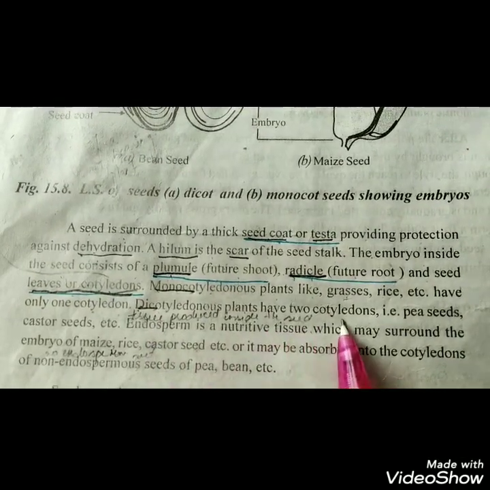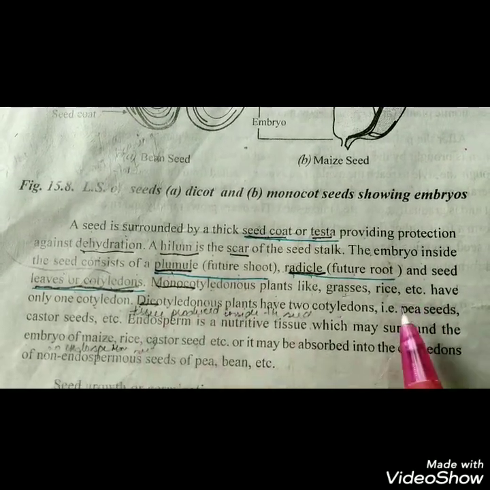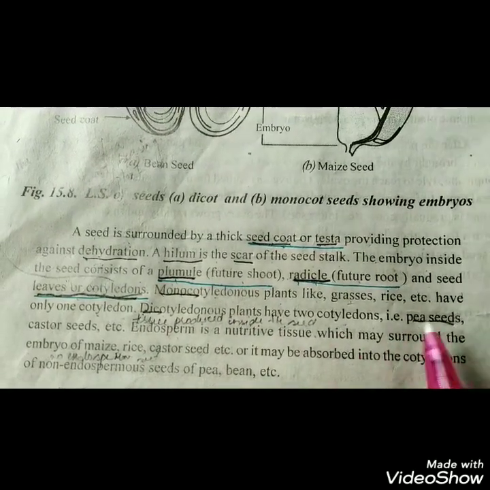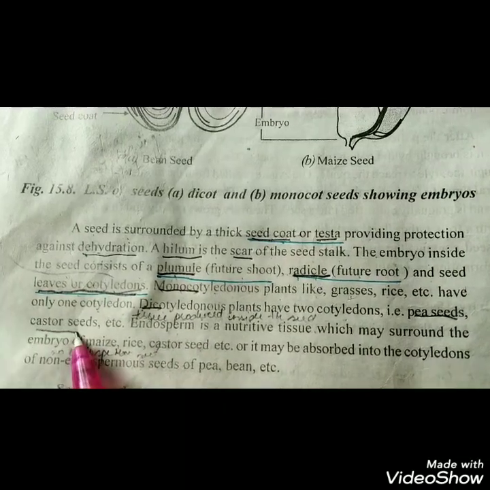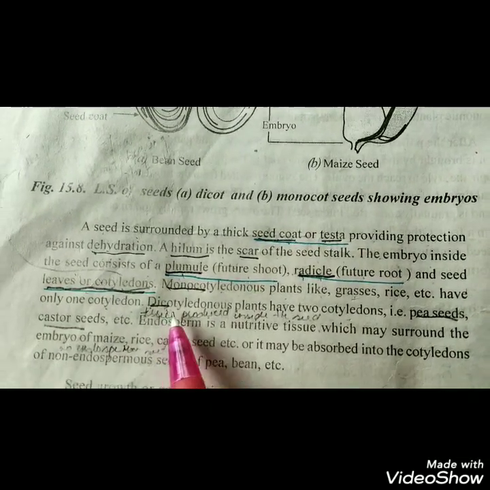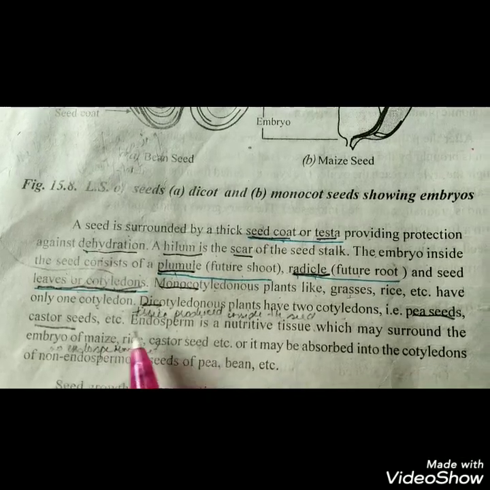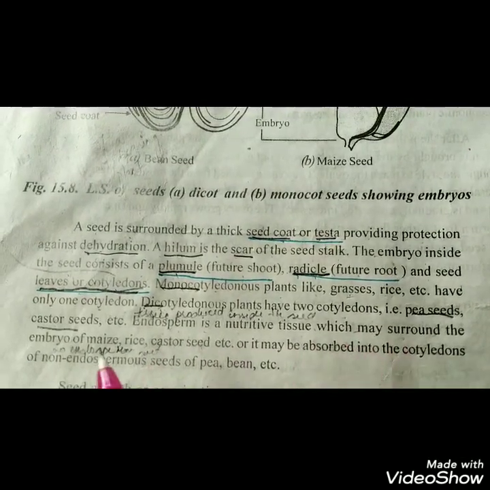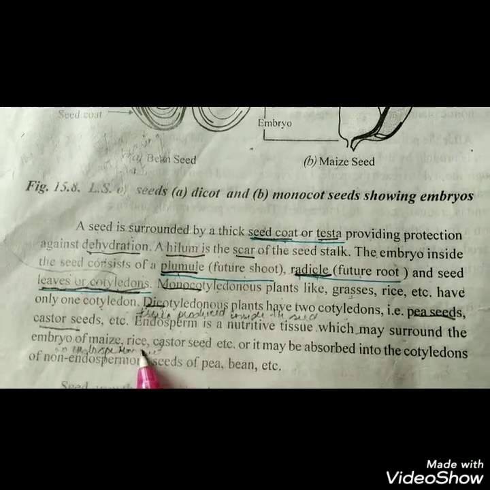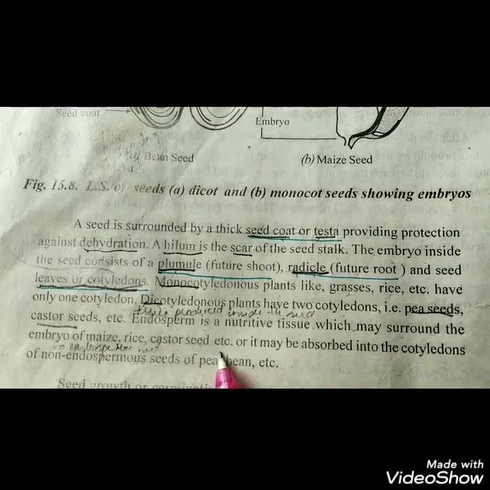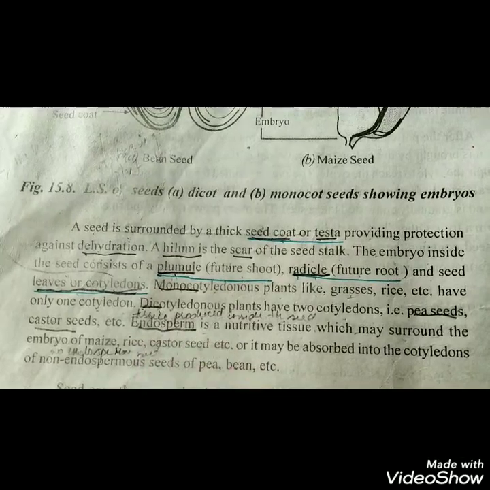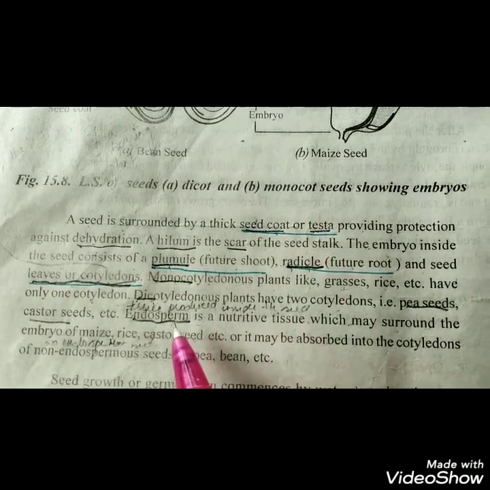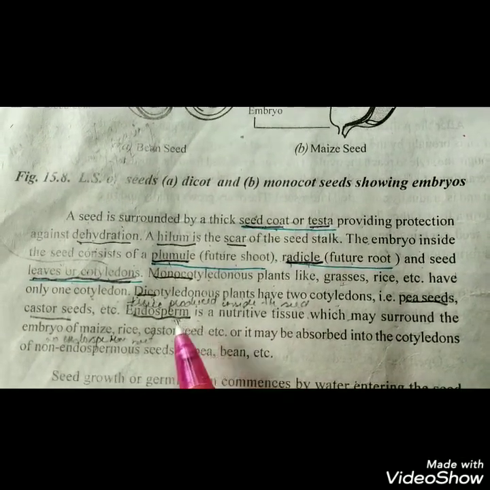Dicotyledonous plants have two cotyledons. We know that di means two. So in a dicotyledonous plant, like the pea seed and the castor seed, there is presence of two cotyledons. Endosperm is a nutritive tissue which may surround the embryo of the maize, rice, castor seed, etc. So this endosperm is a tissue, and this endosperm provides the nutrients.